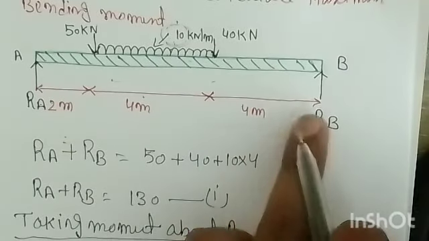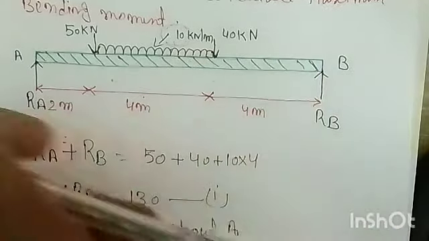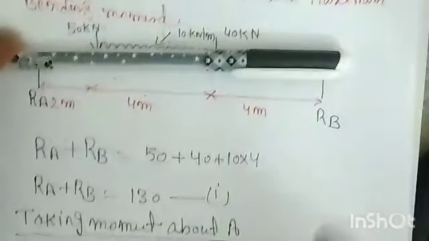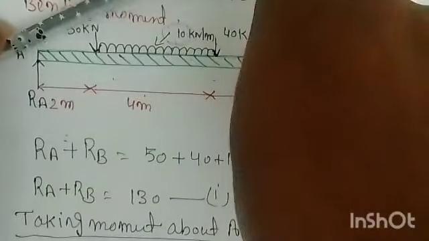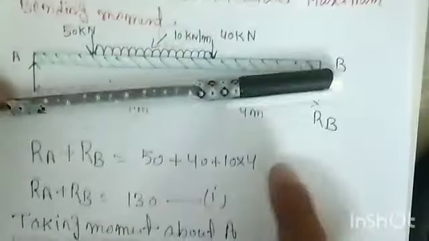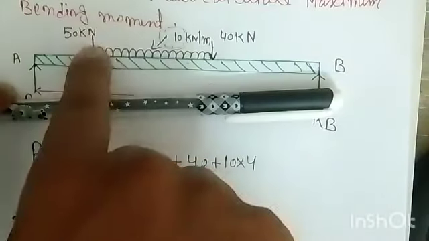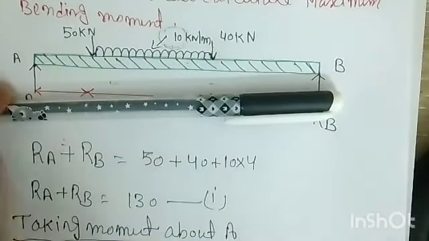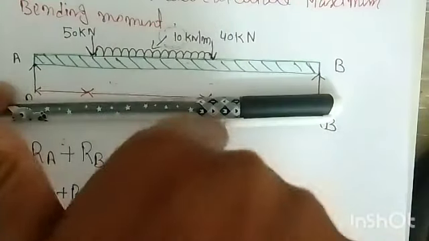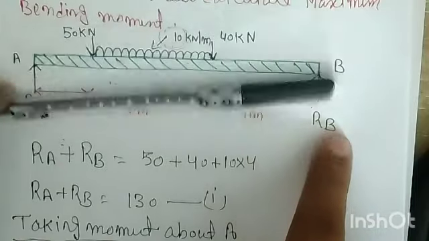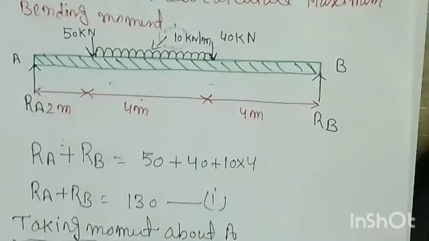Let's see this. This force RB is acting vertically up. As you know from the moment concept, when the force RB acts this way, it will rotate in the anti-clockwise direction, is it or not? Anti-clockwise. And because this 50 kilonewton, 40 kilonewton and this UDL are acting downward, about this point the moment will be clockwise because of these three forces, right? But because of this vertical reaction, the moment will be anti-clockwise. So anti-clockwise will be one side and clockwise will be the other side.